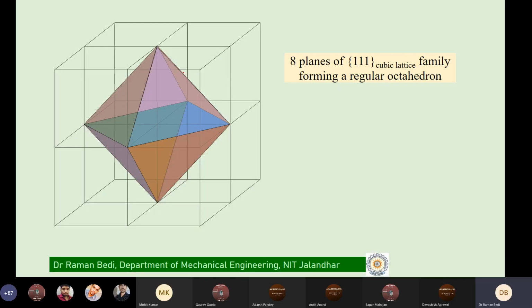And if you recall your discussion about the 111 family of planes, I can simply say that the 8 faces of this octahedron all belong to the 111 family of planes in a cubic system. So there are 8 faces here, or 8 planes out of which those faces are available, and they all belong to the 111 family of planes in a cubic system.